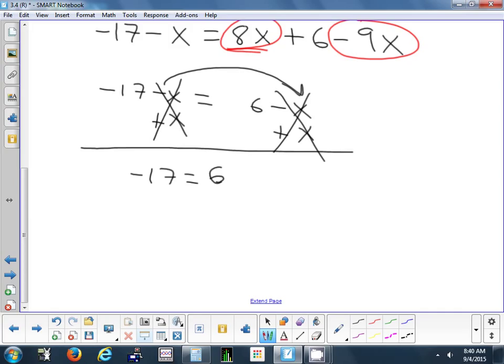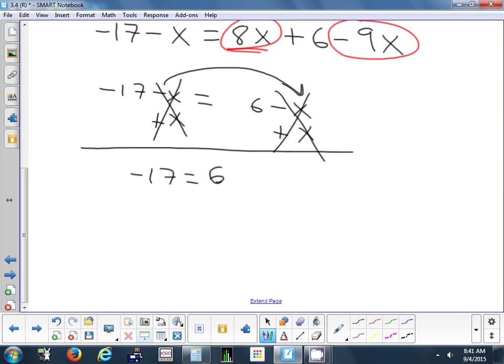All right? So anytime you get a case where all your letters cancel out, variables, no variable left, one of two things has just happened. You either have no solution, meaning it's impossible to solve, or all real numbers, meaning any number is a solution. Negative 17 equals 6. Is that true? Is negative 17 equal to 6?